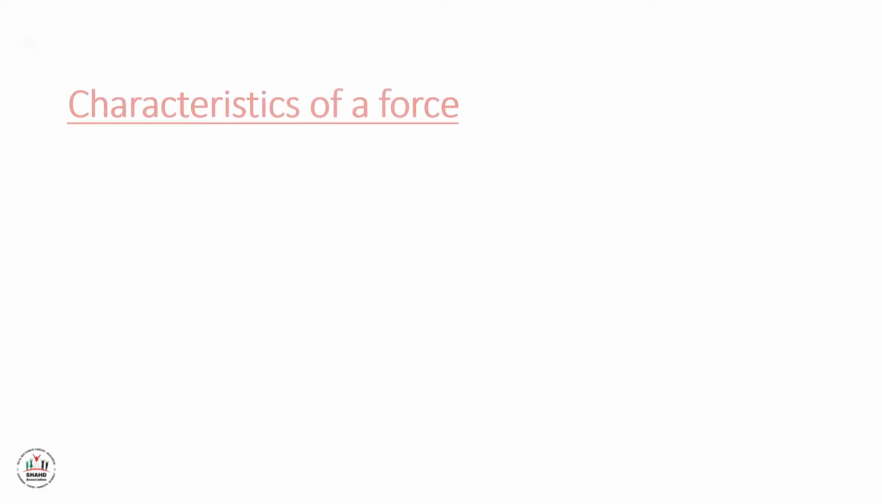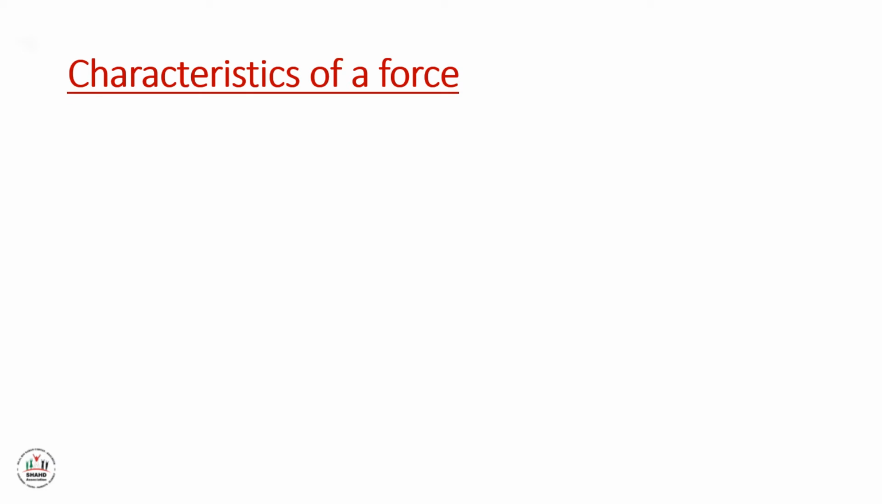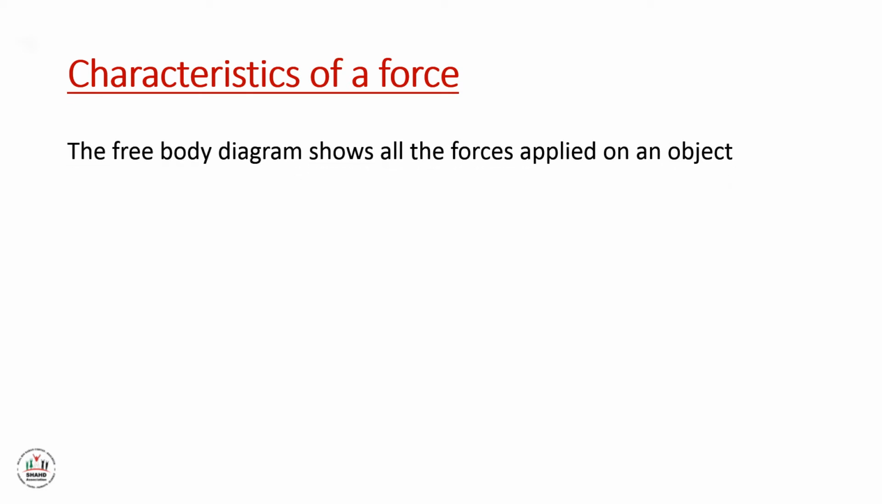What are the characteristics of a force? We are all interested in drawing a free body diagram to study the motion of an object. A free body diagram is a diagram that shows all the forces applied on an object. Each force is drawn as a vector, which is a straight line having an arrow at the end.